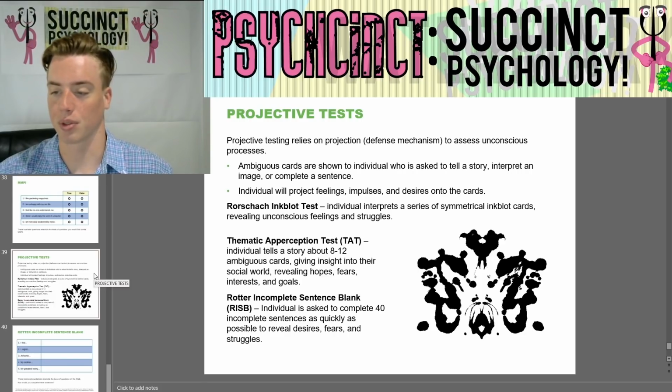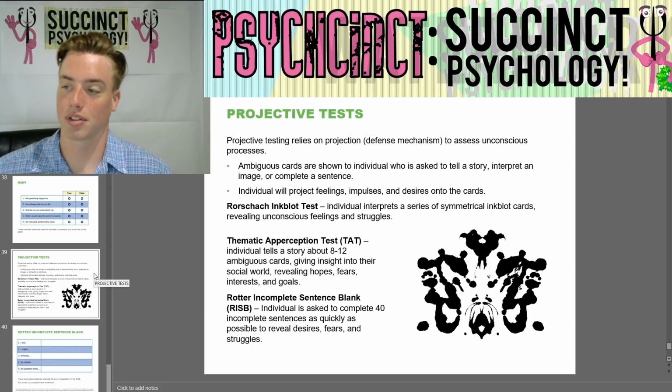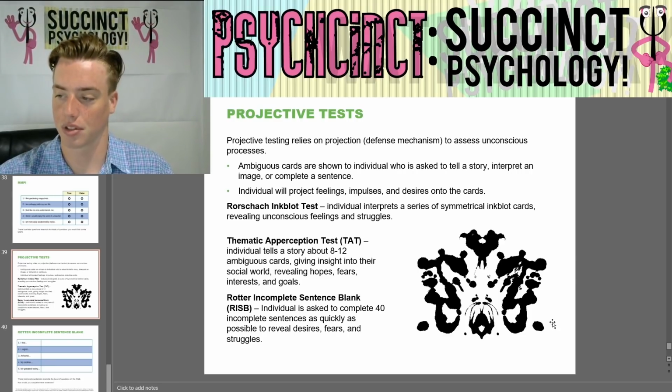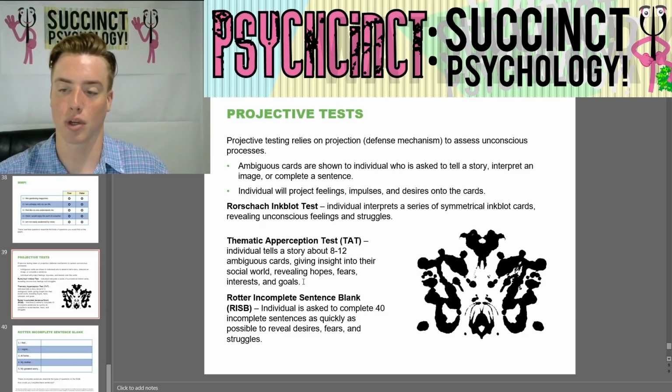So, for example, this one's pretty famous, the Rorschach inkblot test. An individual interprets a series of symmetrical inkblot cards, revealing unconscious feelings and struggles. So here would be an example of a Rorschach inkblot. Then you have the Thematic Apperception Test, or the TAT. An individual tells a story about 8 to 12 ambiguous cards, giving insight into their social world, revealing hopes, fears, interests, and goals.